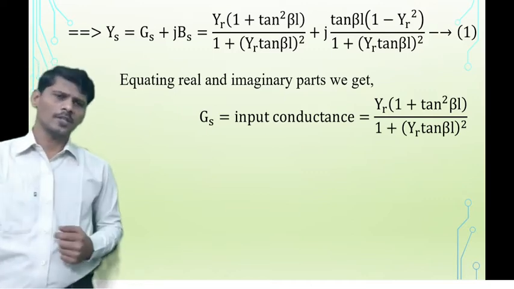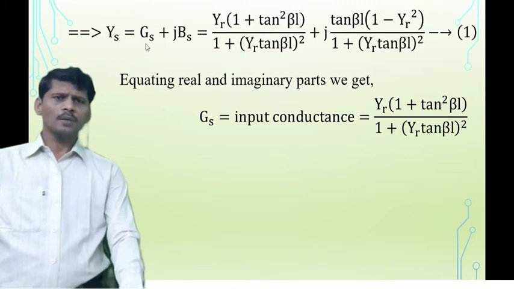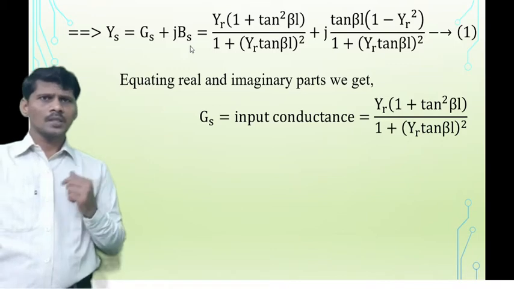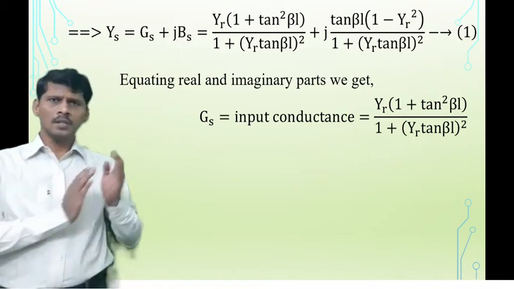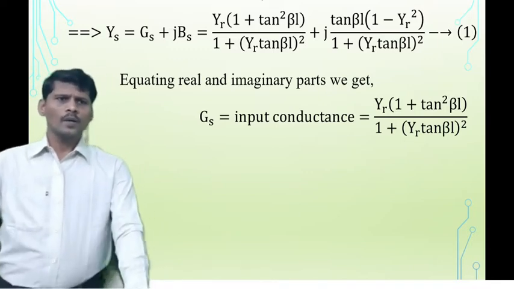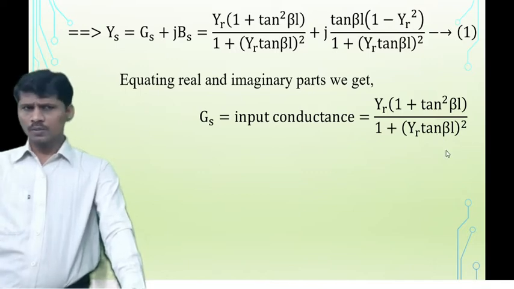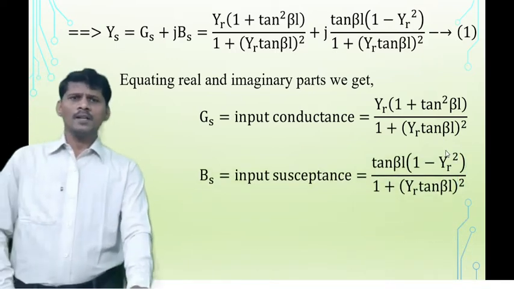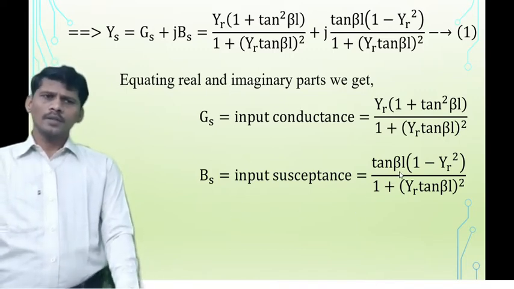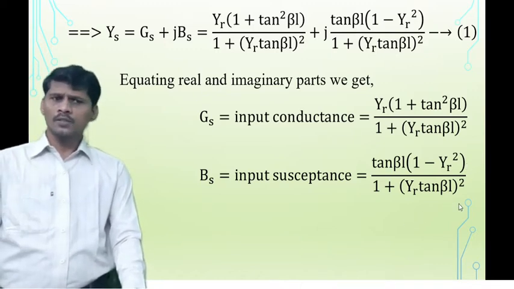In the above equation, equating real parts and imaginary parts: Gs is the real part of the admittance and Bs is the imaginary part of the admittance. Equating real terms, we get the input conductance Gs equal to Yr (1 + tan² βl) / (1 + Yr² tan² βl). Equating imaginary terms on both sides, we get the input susceptance Bs equal to tan βl (1 − Yr²) / (1 + Yr² tan² βl).